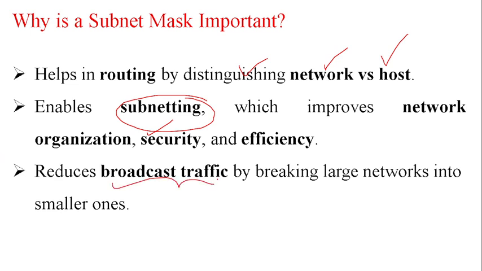So it reduces the broadcast traffic. Here we are not sending the data to all the systems. We are creating the subnetworks. For every network, we are sending. We call it as multicasting we are doing. Instead of sending to a larger network, we are sending to smaller networks with the help of subnetting.